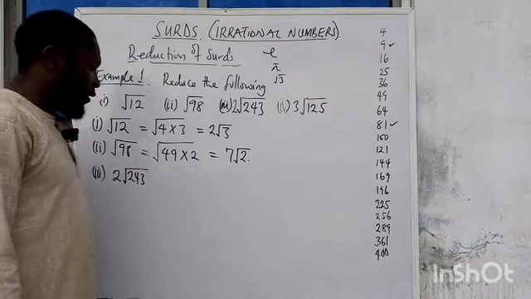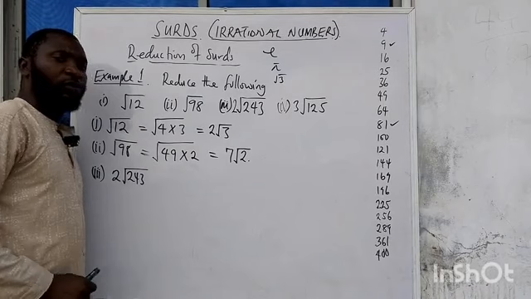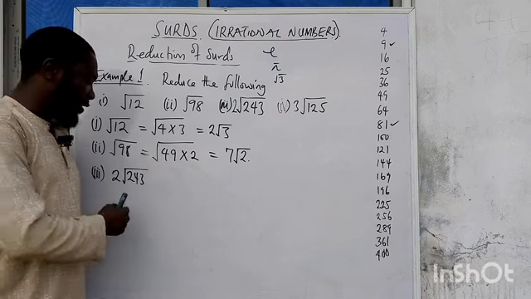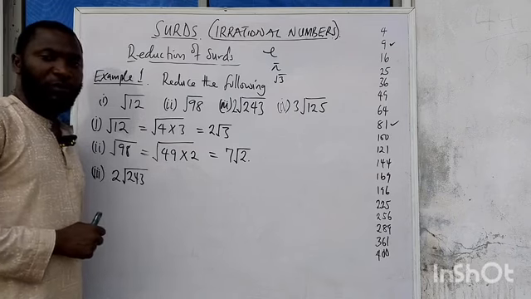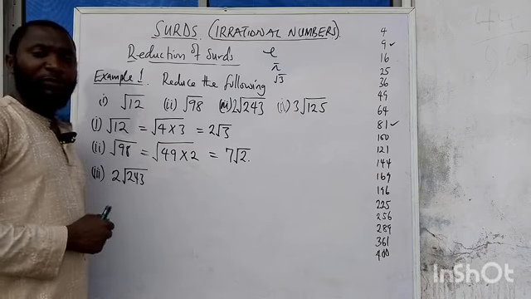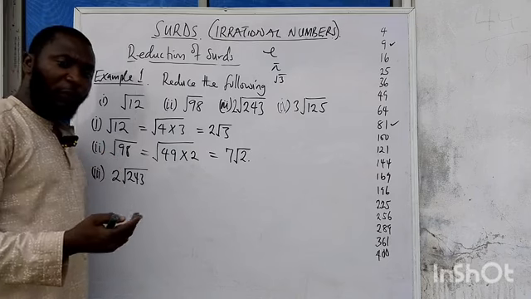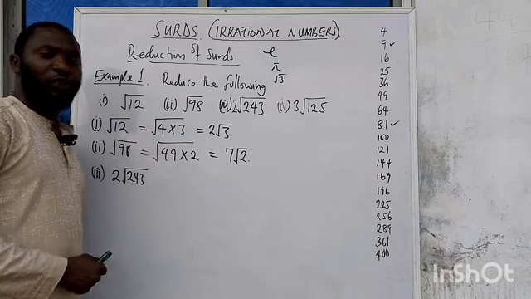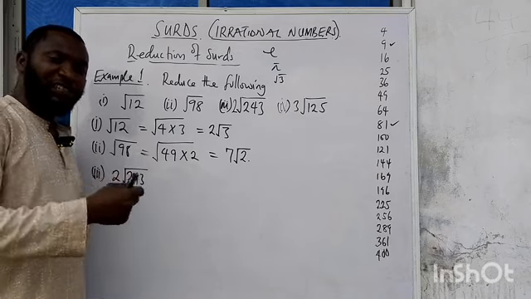Now, here is what to do. Whenever you have more than one perfect square that can divide the number you have in the root, you consider the highest. Because if you pick the smaller one, you will still need to reduce again. So what you are going to get will not be in the simplest form.